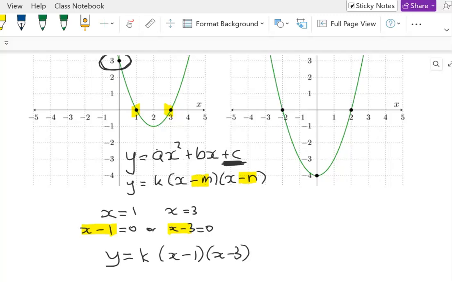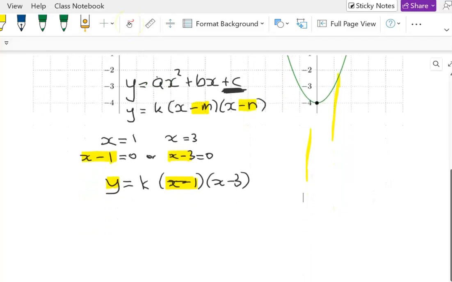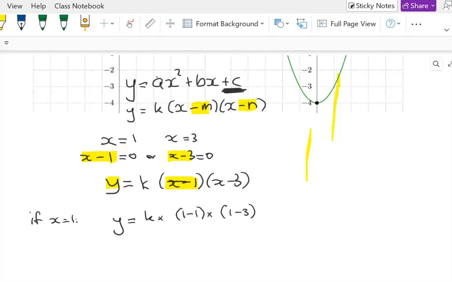So what's going on here is that we know that when x is 1, then we would get 1 take away 1, giving me 0 here. I'm just going to write that out a little bit more slowly. Let me just try and move the screen down. Okay, so if x equals 1, we would get y is equal to k times 1 take away 1 times 1 take away 3. This is going to give me 0, right?